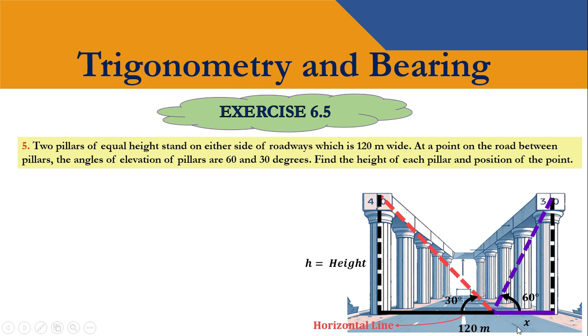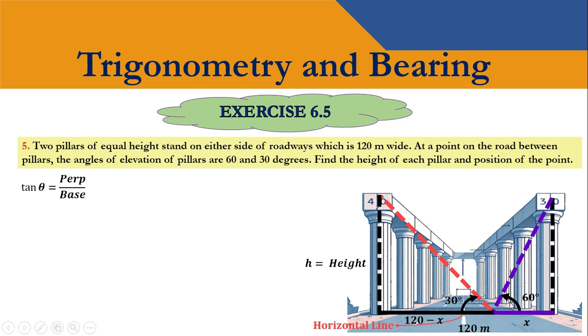Let that point be x distance from one of the pillars. So if the total distance is 120 meters and this distance we assume is x, then the remaining distance should be 120 minus x. This problem involves the base and the perpendicular, because the perpendicular is the height of the pillar and the base is the distance from the point to the pillar, 120 minus x, and in this triangle the distance from the point to the pillar is x.